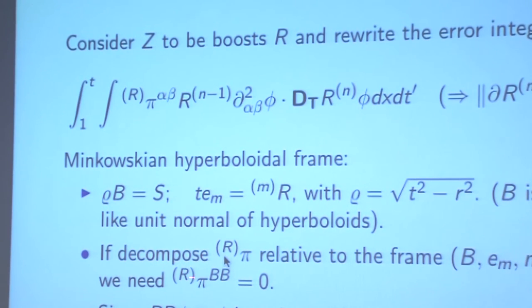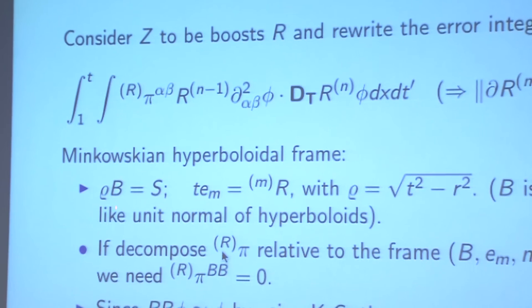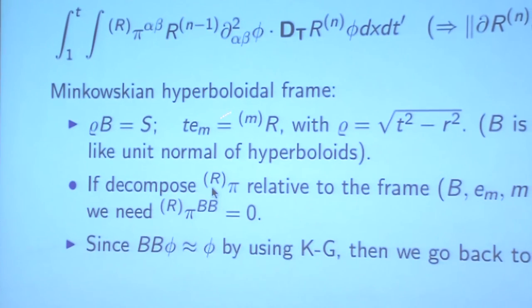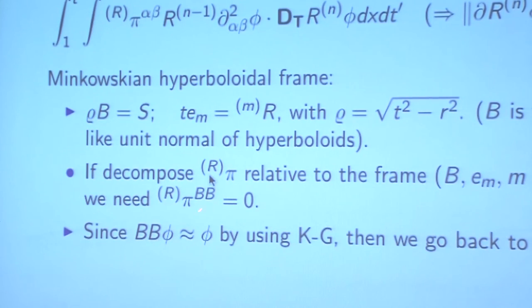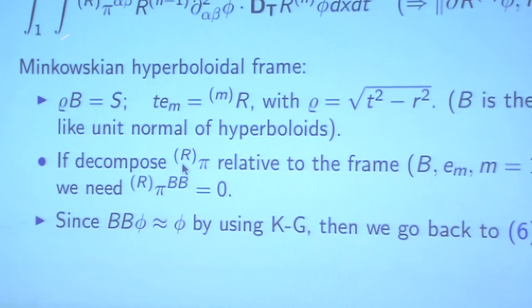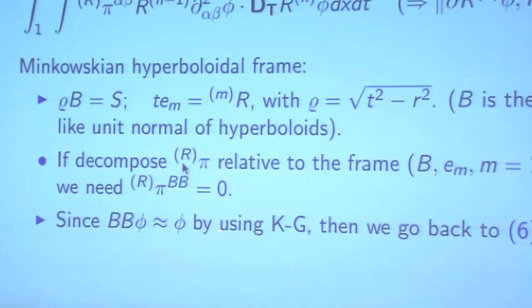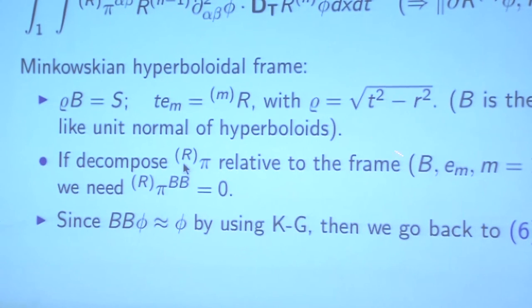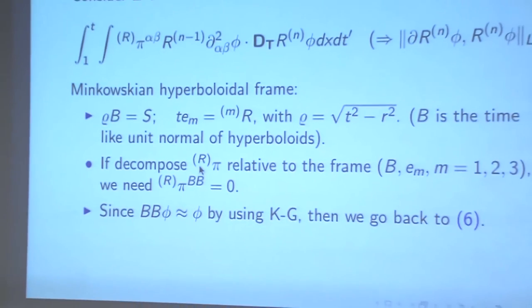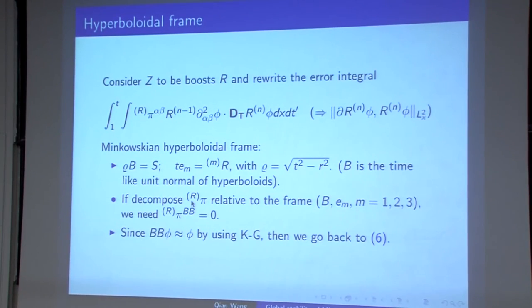And then we decide to have such a thing. We construct a new R, a new B, a new EM, consequently new EM, such that pi BB is zero. If this is zero, this painful term is zero, then we can actually have no loss. Basically, you have a lot of room. You can safely integrate.